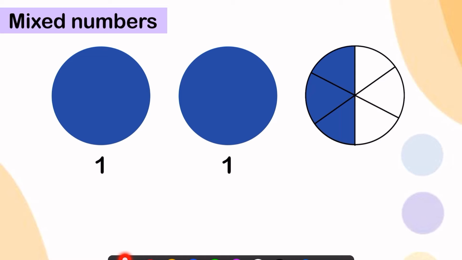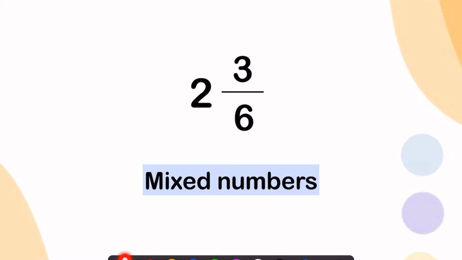And for this picture, if you look at the picture, tell me what fraction is it? It is 3 over 6, right? We have 3 parts out of 6. So you can write it as a fraction, 3 over 6. As you can see, we have one whole and one whole, which is 2 wholes, plus 3 over 6. So remember, when we have 2 and 3 over 6, when you see something like this, it is called a mixed number.